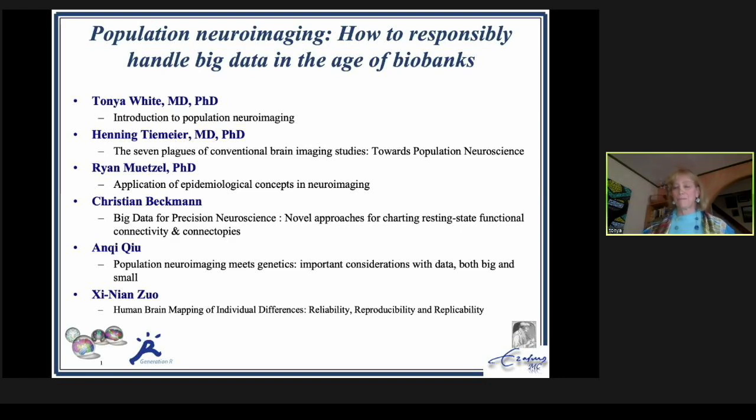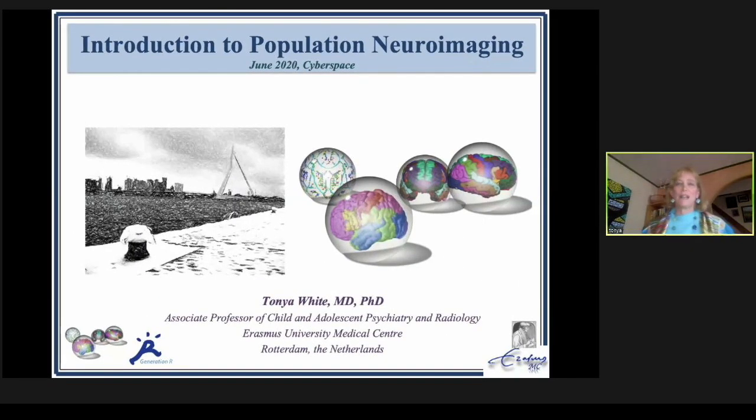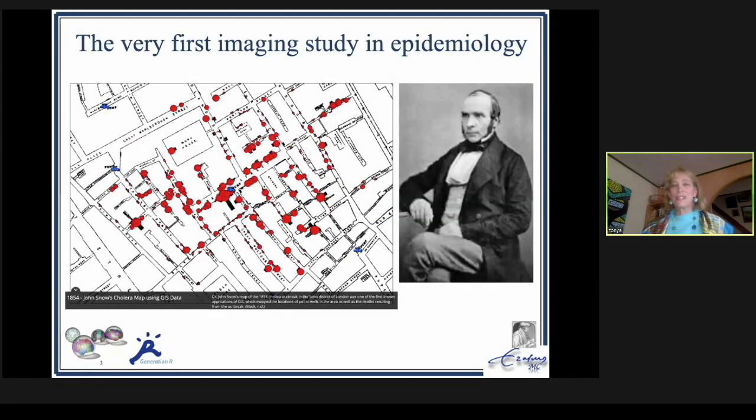So one of my goals in my talk is to kind of lay the foundation of population neuroimaging. I'm going to talk specifically about some important concepts related to selection bias, but really to describe some of the issues. And at the very start, I'm going to talk about the very first imaging study in epidemiology, but it wasn't a brain imaging study, but rather an imaging study following a cholera epidemic, and take you back now to London in 1854, August 31st, 1854.